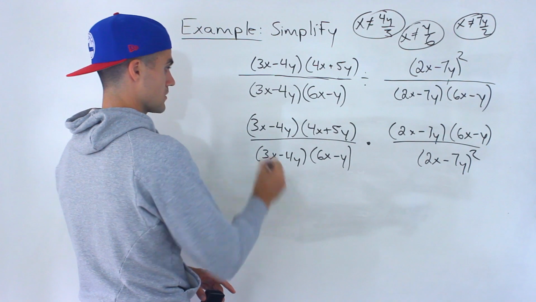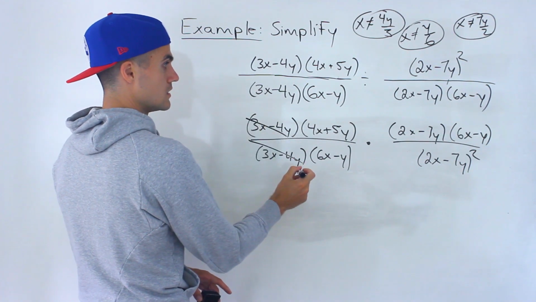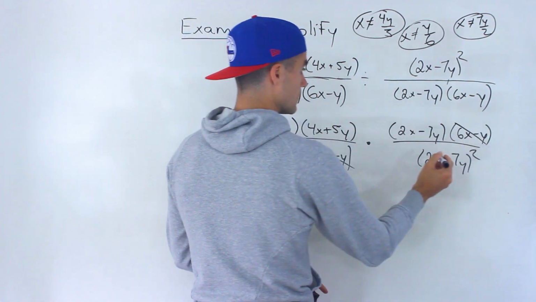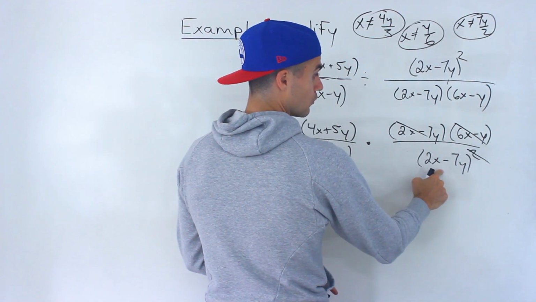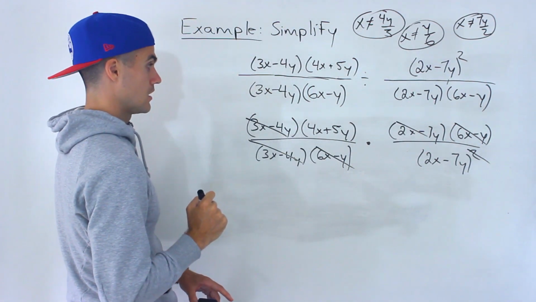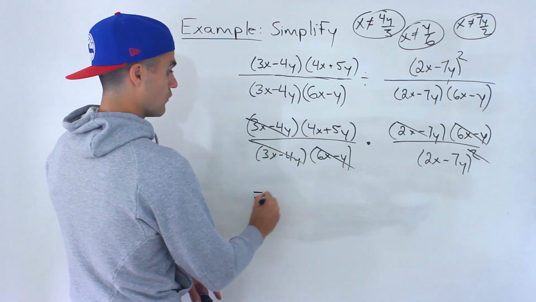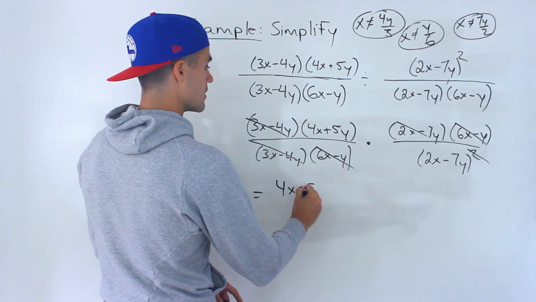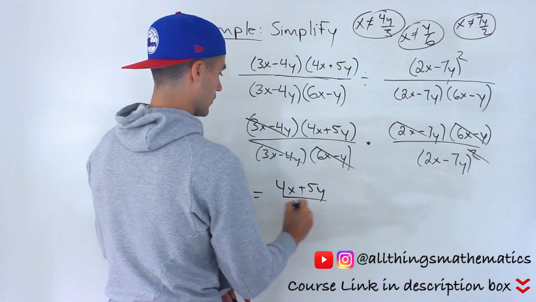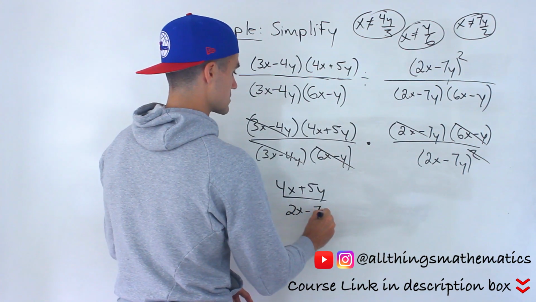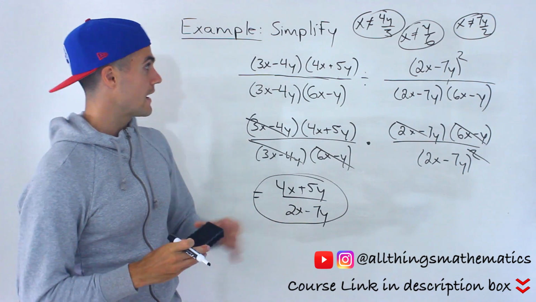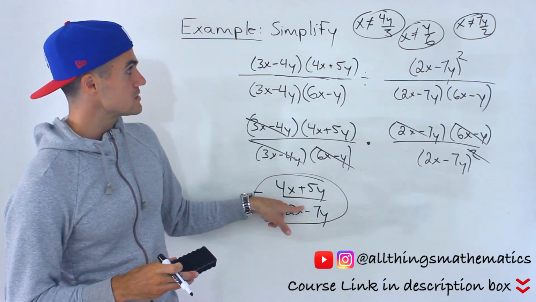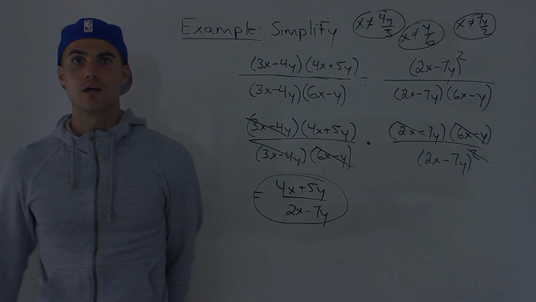So what's going to cancel out? Notice these are going to cancel out. This is going to cancel out. And then one of these. So there's going to be one left over here in the denominator. So we're just left with 4x plus 5y over one of those factors, 2x minus 7y. So that there ends up being the final answer. That's what this simplifies to, and then those are the restrictions.